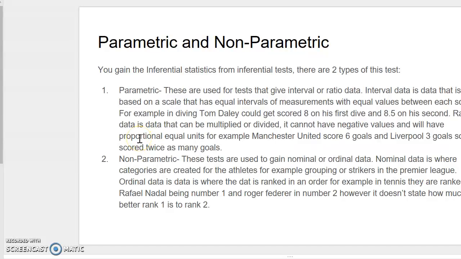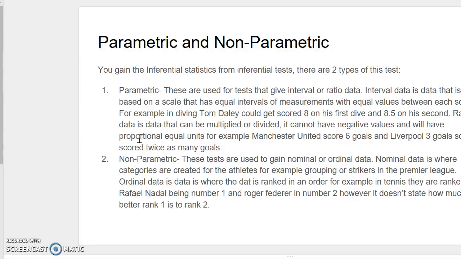Parametric and non-parametric. You gain the inferential statistics from inferential tests. There are 2 types of these tests. Parametric, these are used for tests that give interval or ratio data. Interval data is data that is based on a scale that has equal intervals of measurements with equal values between each score. For example, in diving, Tom Daley scored 8 on his first dive and 8.5 on the second.